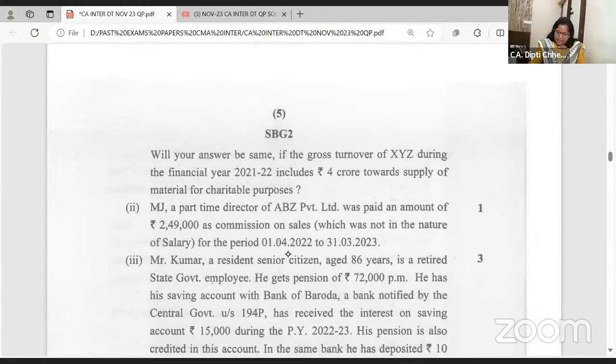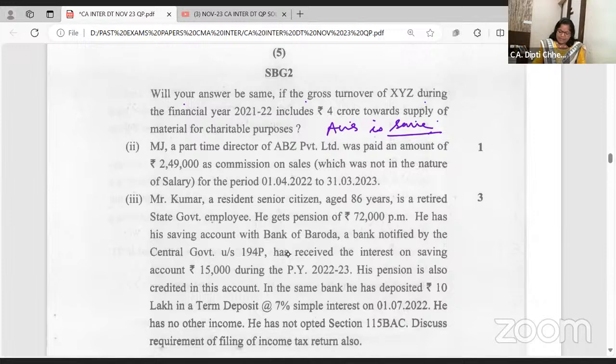Right. Next we have, what will be your answer if the gross turnover of XYZ in 21-22 includes 4 crore towards supply of material for charitable purpose? Whether you supply for charitable purpose or anything else, your turnover has exceeded 10 crore, no? Answer is same. Doesn't matter. Your turnover exceeded 10 crore.